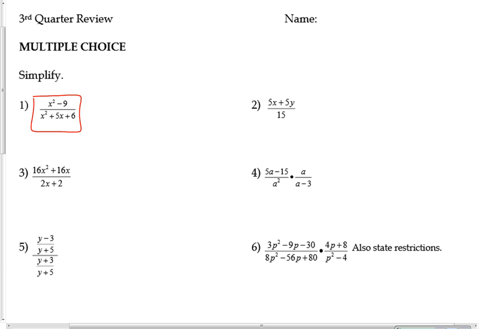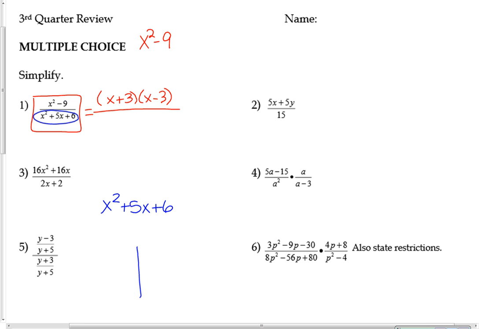So for this first one, we know in order to simplify, the first thing I need to do is to factor. So I'm going to start out by factoring x squared minus 9. That is a difference of squares, so it factors into x plus 3 times x minus 3. That's a pattern we should just pretty much have memorized. Next, I need to factor my denominator.